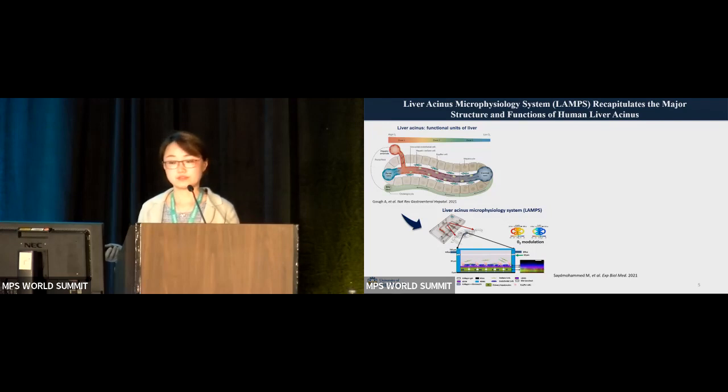LAMPS is a 3D microfluidic device. The primary hepatocytes are co-cultured with the key non-parenchymal cells, as I mentioned here, and we will culture them for 10 days with a flow exposure. It can be run in either zone 1 or zone 3 oxygen level.